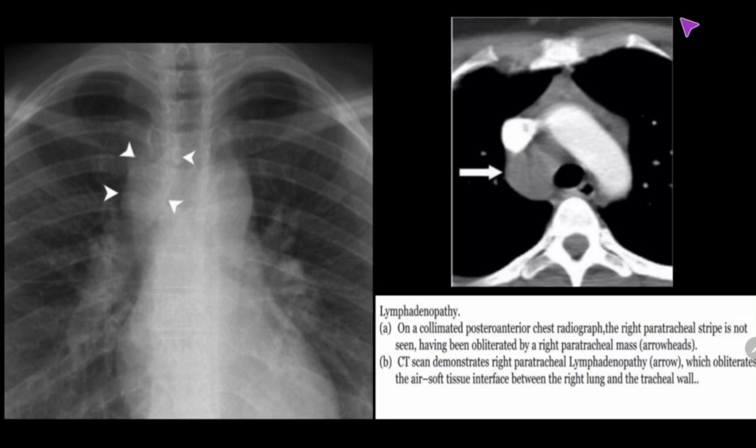And here we can see that the right paratracheal stripe, this is the left one, the right paratracheal stripe is not clearly seen. So this is also a feature of a middle mediastinal mass. And in CECT we can see that it's a right paratracheal lymphadenopathy.